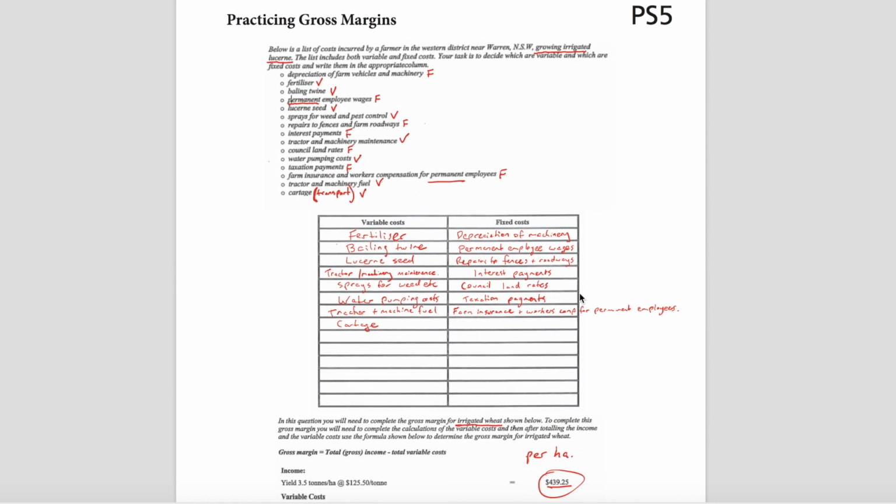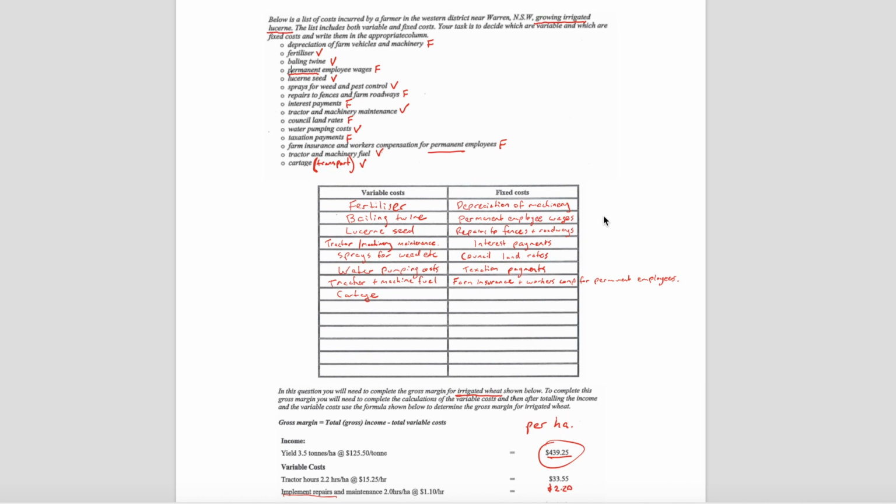So here we've just got some other gross margins, and I've gone through this list here and put fixed or variable next to these costs. Cartage here is transport. Permanent employees is a fixed cost because you have to employ them and you have to pay them even if you're growing wheat. If you're not growing wheat, if you change to barley, you have to pay them because they're permanent. Whereas casual employees, if you are just getting people in temporarily to harvest things, you don't need to pay them unless you employ them, so that would be variable, but permanent employees are fixed. And so I've listed variable and I've listed fixed here.